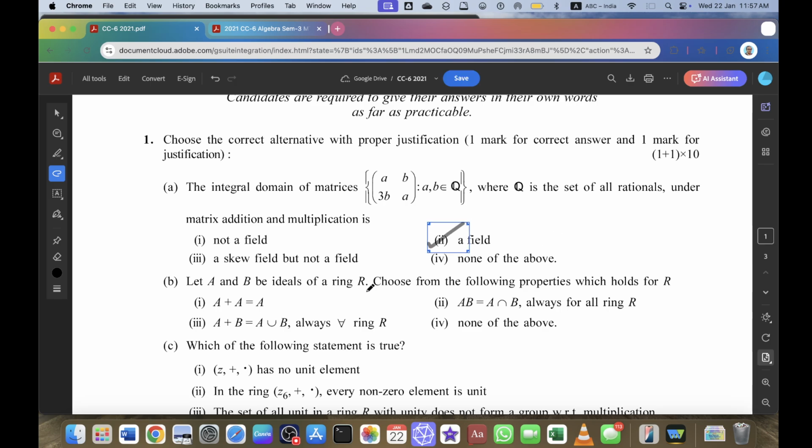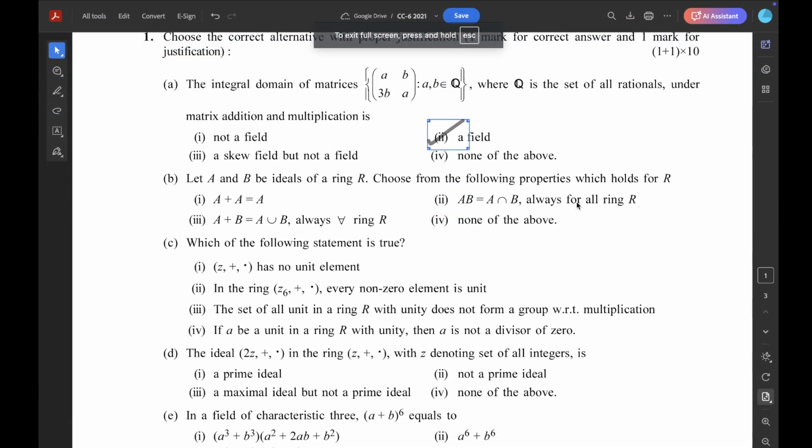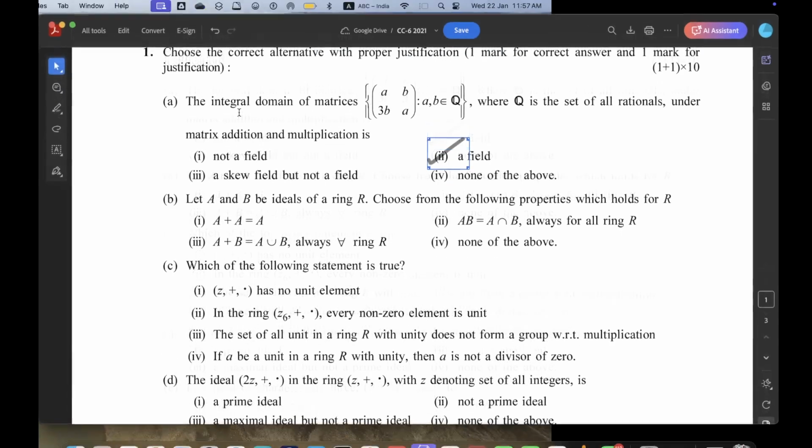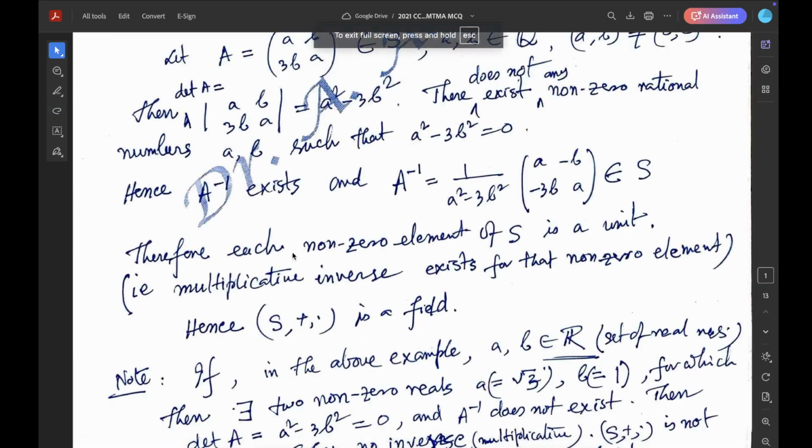Next question, question 1b. Let A and B be ideals of a ring R. Choose from the following properties which holds for R. This has option 1, 2, 3, 4, and which is the correct option? Next question.